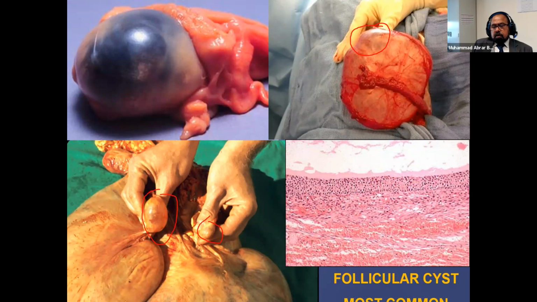Now, in a histological picture, if you see here, these cells, this one up till here, they are granulosa cells, and these cysts are lined by these cells. So you can easily see multi-layering of the granulosa cells, and inside you can see some of the cystic or serous material. But it's not that much. That's why you can easily appreciate the granulosa cells here. Okay, this is a follicular cyst.